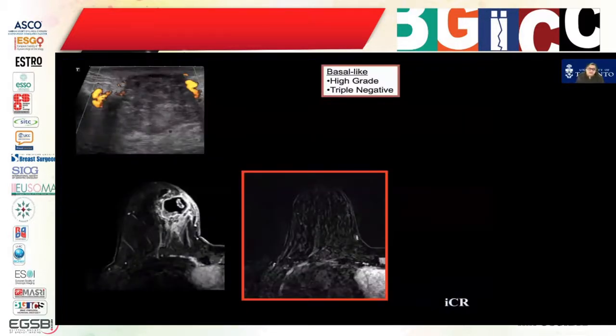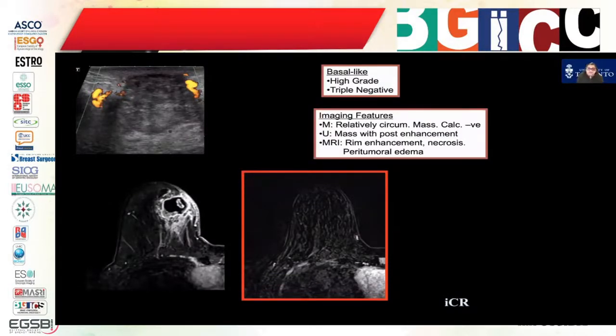This is a classic example. This is a woman who presented with a triple negative high grade tumor, received neoadjuvant treatment, and a complete radiological response was seen following neoadjuvant treatment. So she clearly benefited from her neoadjuvant treatment, and such women can undergo skin sparing mastectomies for high risk disease and still have a very, very good outcome.